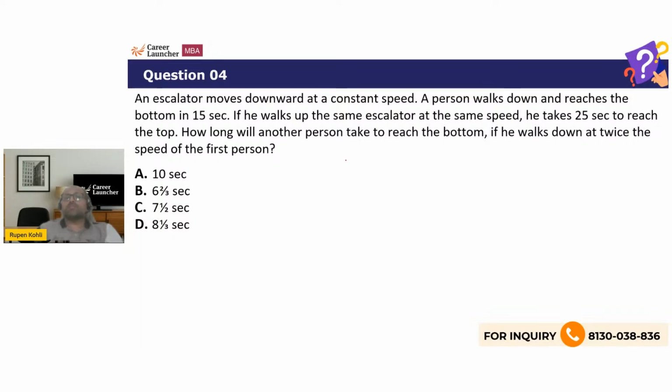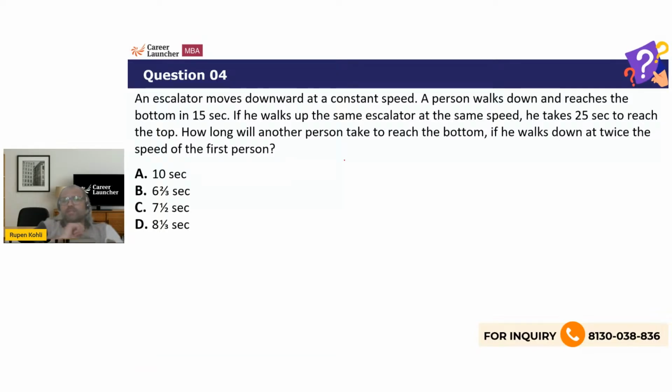If he walks up the same escalator at the same speed, when he is walking up, he is moving against the escalator, right? He takes 25 seconds to reach the top at the same speed. How long will another person take to reach the bottom if he walks down at twice the speed of the first person? Okay.